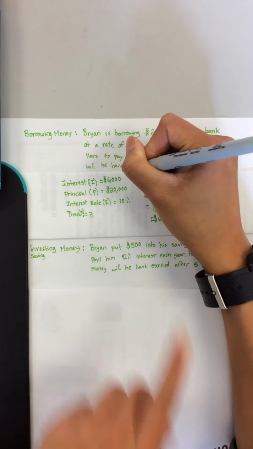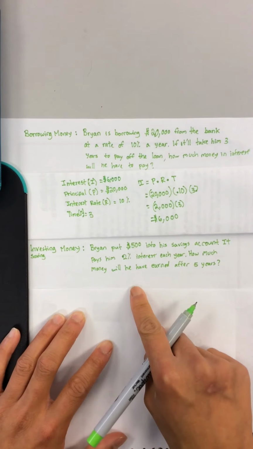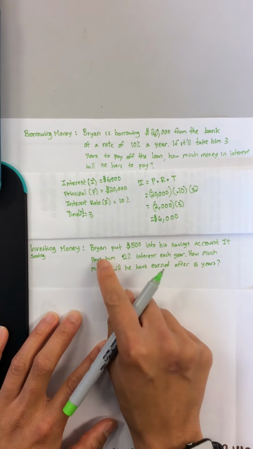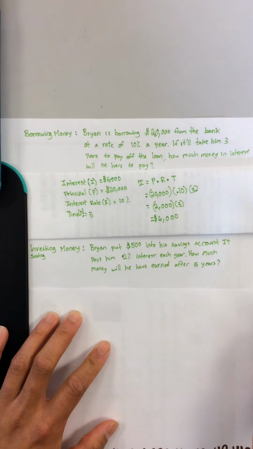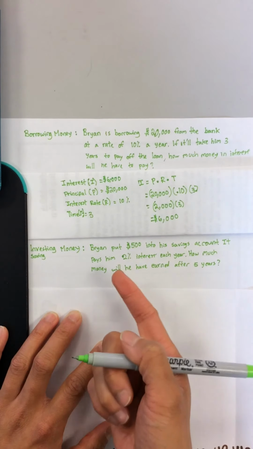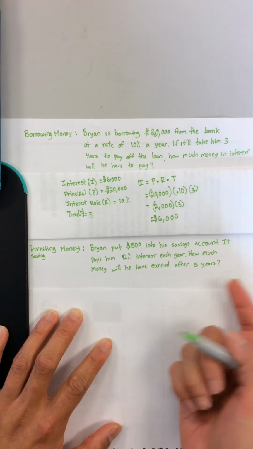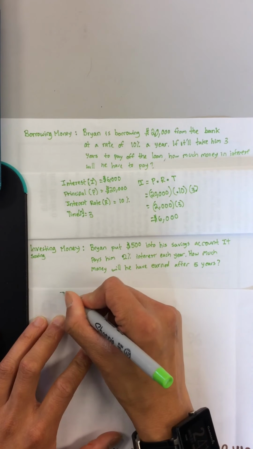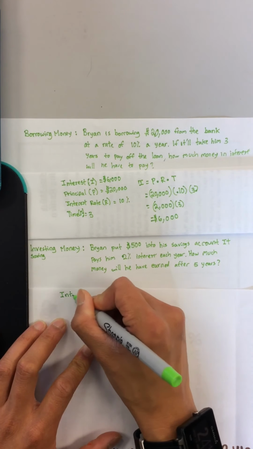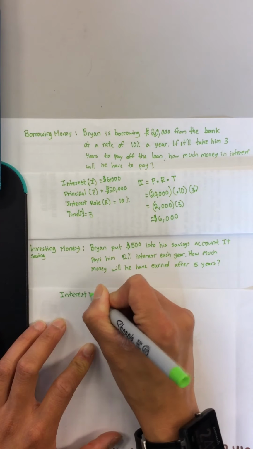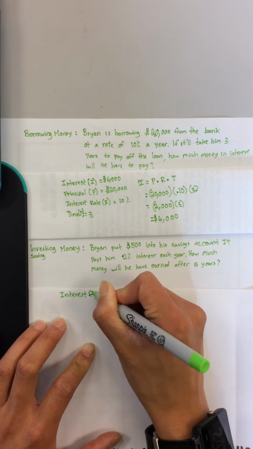And it's the same idea with investing money or saving money. Okay, so for example, if Brian put $500 into his savings account and it pays him 2% interest each year, how much money will he have earned after 5 years? Same idea. I'm trying to figure out how much he's earning in interest after 5 years. Right, and I represent that with the letter I.